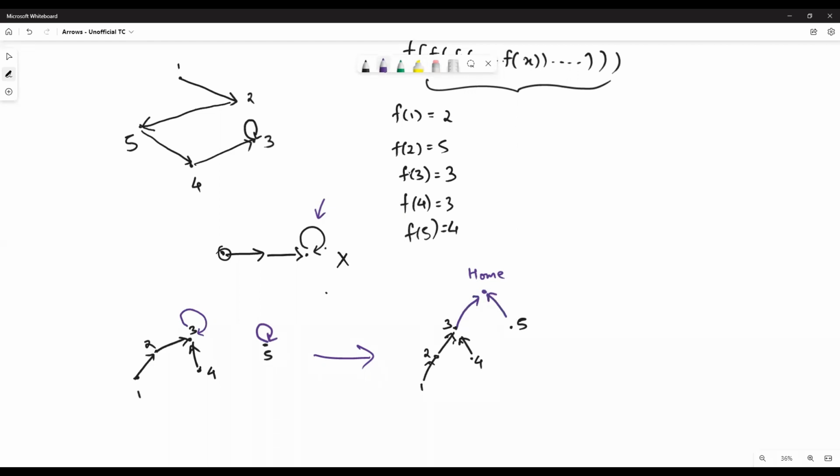And it is understood if a vertex is connected to home, it means it goes back to itself in the function. So it's a fixed point of the function. So now we have a tree. Can you see we have a tree? Yes.